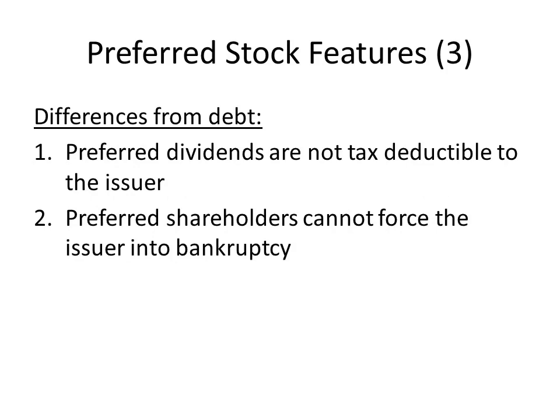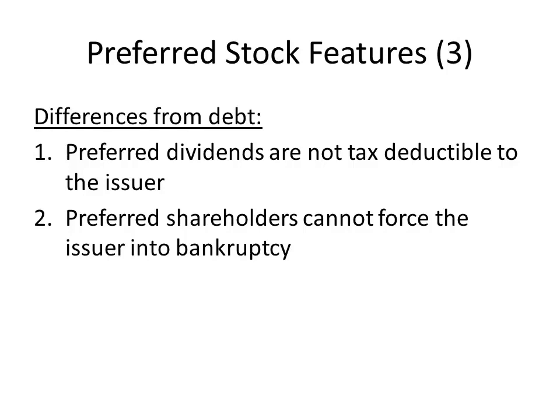However, preferred stock is not debt. How do we know? Well, first of all, preferred dividends are not tax deductible to the issuer. Remember that interest on bonds is tax deductible. But the dividends from preferred are treated for tax purposes just like the dividends from common shares. And secondly, preferred shareholders cannot force the issuer into bankruptcy. If the company misses making a coupon payment to bondholders, those bondholders can force the company into bankruptcy. If the company misses paying a dividend to preferred shareholders, they cannot do anything. And so what we see here is that preferred stock is not debt.